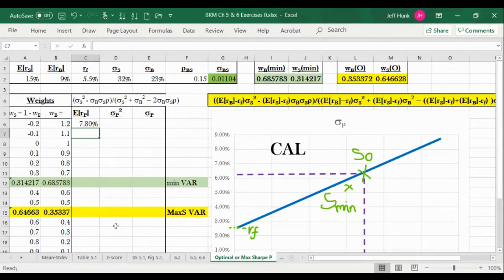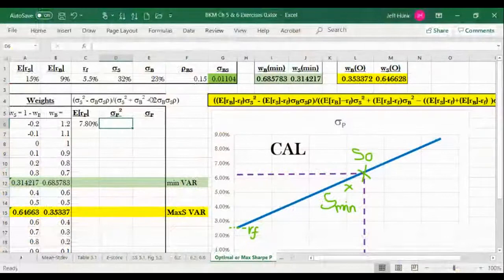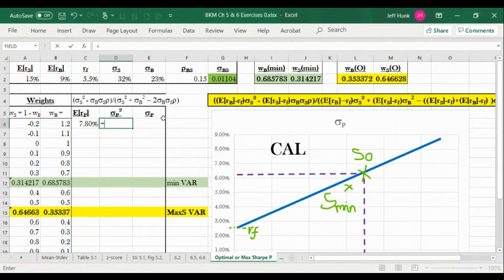Okay. And then variance. We know the variance of the portfolio is, first of all, weight times, I'll have to square them all together. So weight times standard deviation of stock squared plus, I'll have to lock this first, D2. Hit F4 and lock it.